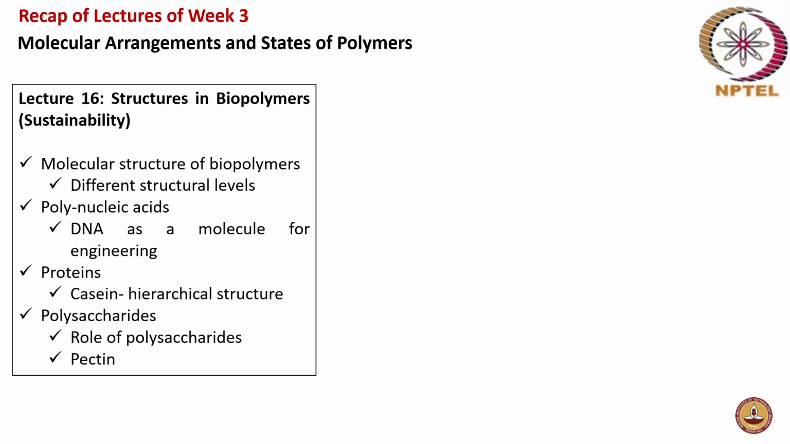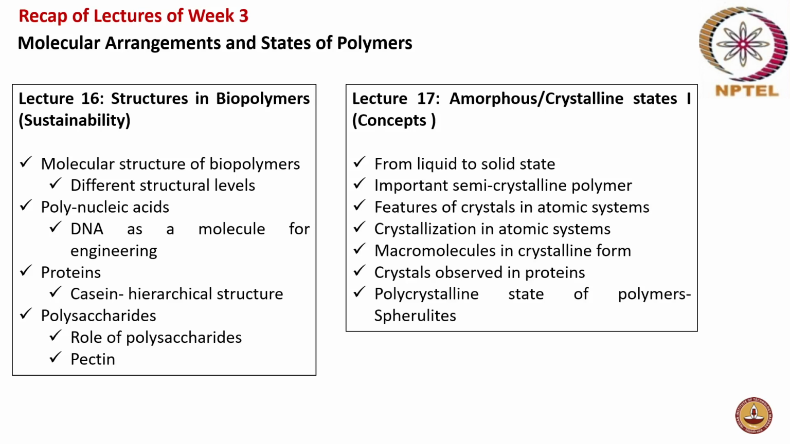Week 3 lectures were on molecular arrangements and states of polymers. So the structure in biopolymers. So molecular structure of biopolymers, different structural levels like primary, secondary, tertiary, and quaternary levels, and then what are polynucleic acid? DNA is an example of a polynucleic acid, and then proteins. Here, the hierarchical structure of casein was discussed, and then polysaccharides, the role of polysaccharides was discussed, and then pectin was discussed in detail. And then lecture 17 was on amorphous and crystalline states.